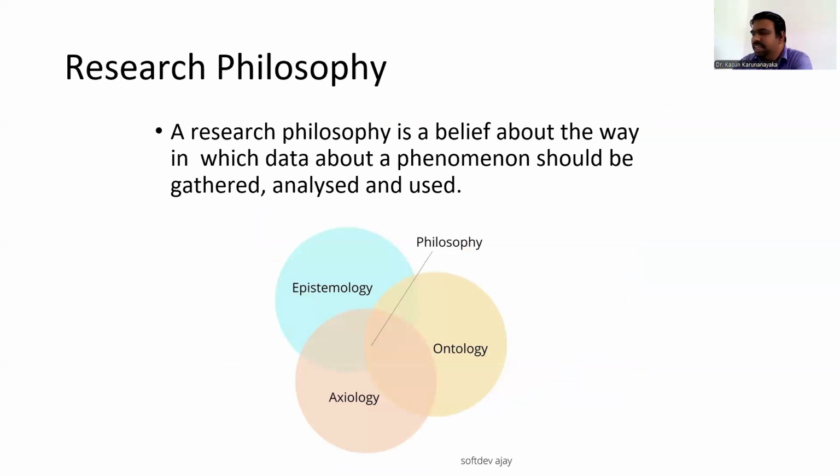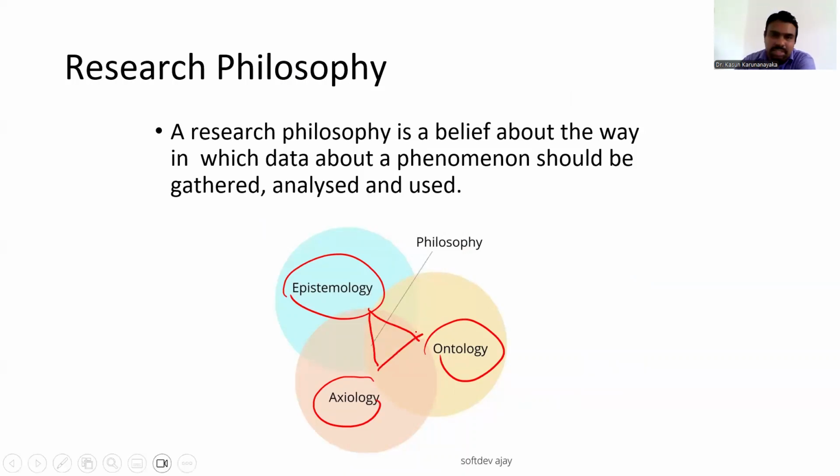So before we move into research philosophies, we need to learn about the philosophical foundations. There are three philosophical foundations that we discuss. One is called axiology, another is called ontology, and another is called epistemology. When we get these different stances of epistemology, ontology, and axiology, we can define something called research philosophy.